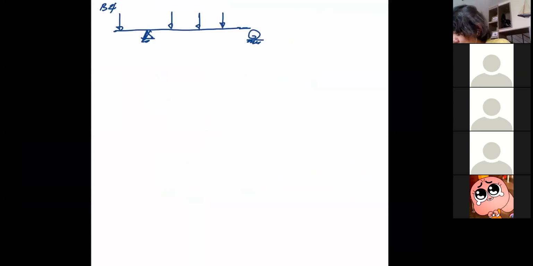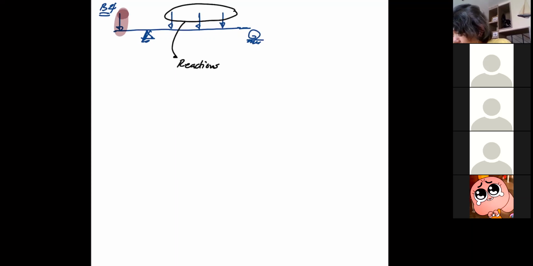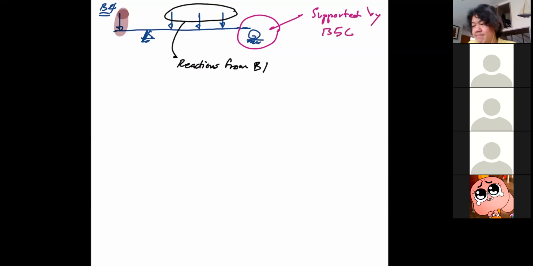Okay, so let me wrap this up. This is the brown beam, the reaction from the brown beam. This is the reactions from B1. And then in turn, here will be supported by B5C. So that's the idea. Okay, it may be a little bit too quick on this portion, but once you get a hang of the system, it just should be straightforward now. And then yes, of course, there's a self-weight.